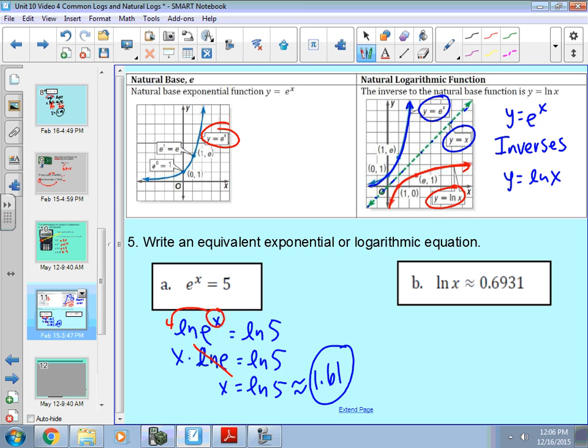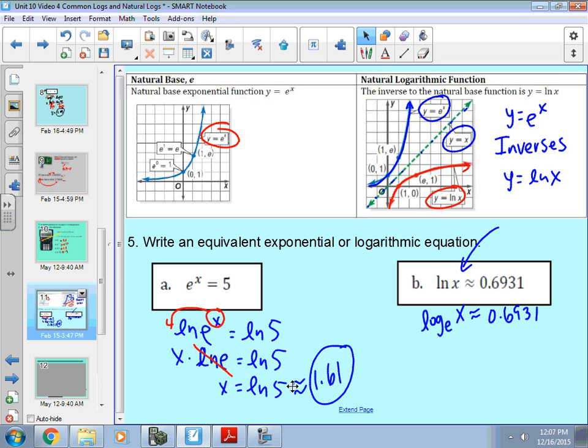Okay, same thing if we have this problem in B. It says natural log of something equals about 0.6931. If you want to find out what they are taking the natural log of here, you can do that by knowing the opposite. Remember, natural log is really log base e. So if we want to solve this, do the opposite.